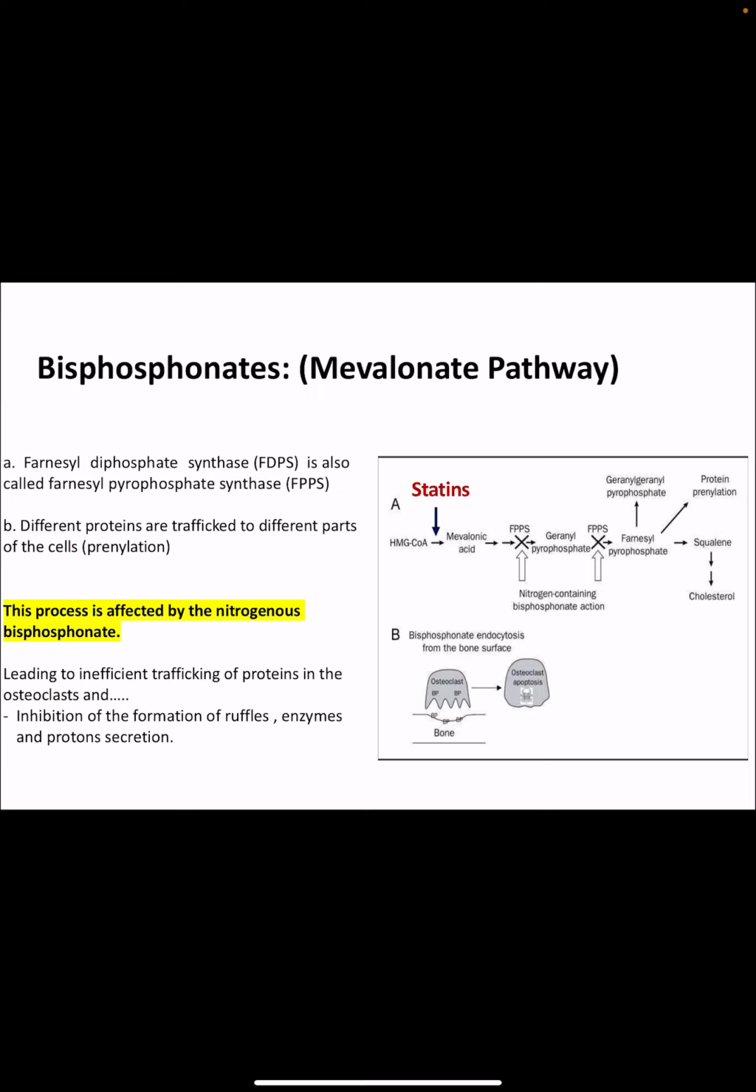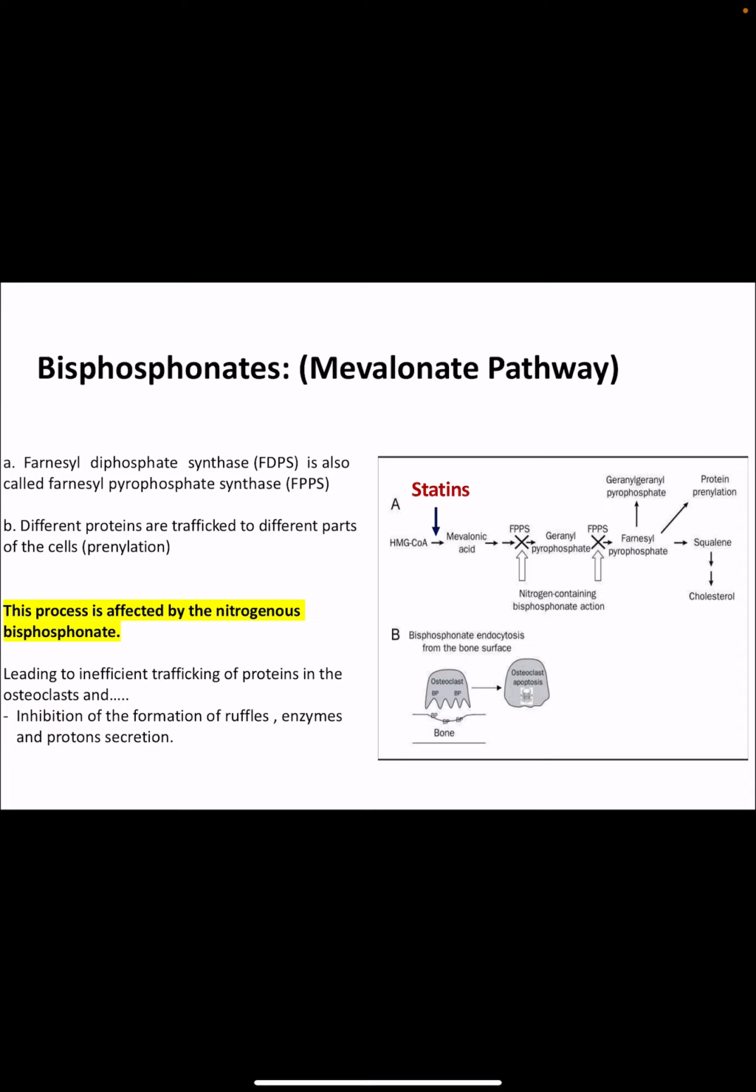Okay, so again, I am talking about second and third generation. First generation has a different mechanism. We don't use first generation anymore. Basically in the market, second and third. The second and third, we said, what is the difference? The R group has an amine side chain. Now, because of that, the mechanism is involving the mevalonate pathway.